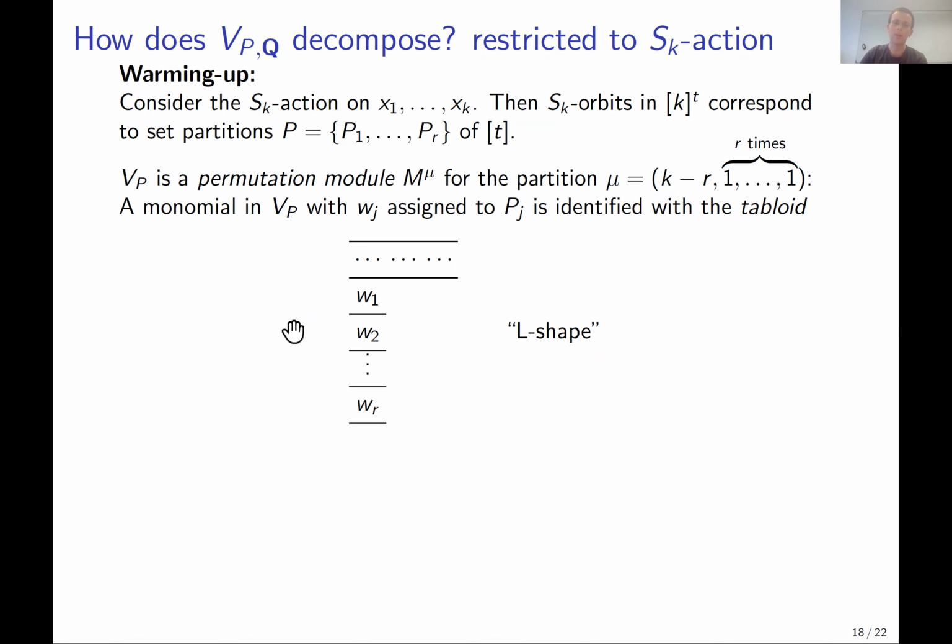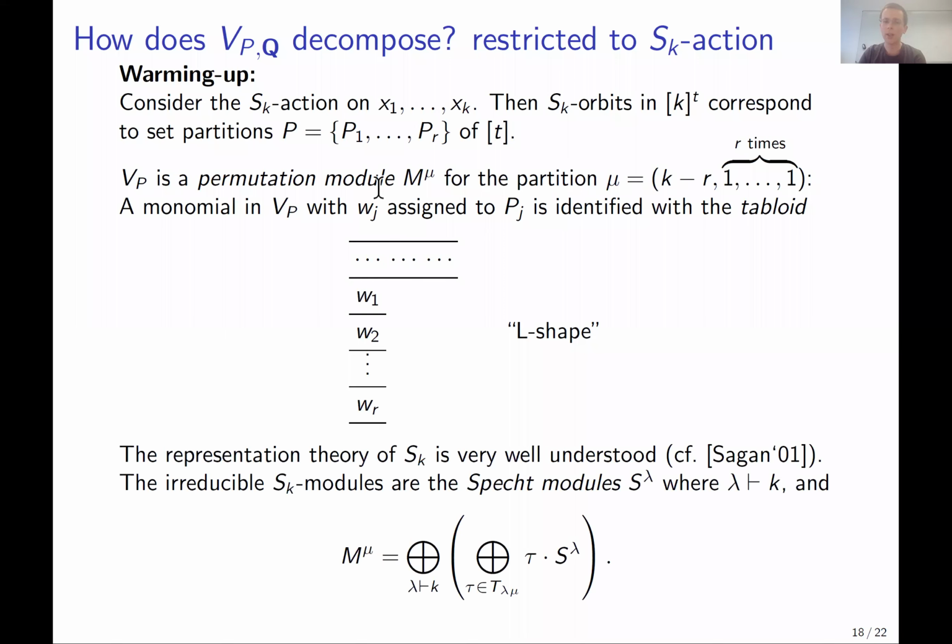So this is just to give you a flavor of how we decompose these vector spaces. If you don't know representation theory that well, it's okay. I'll show you just numerical results later on. But I just want to give a flavor of how we do things. So you should first show that this vector space is equal to this permutation module. And basically what you do is you look at the assignment to the jth set in this set partition and put that on the jth row of this tabloid. And this would give you the isomorphism between V_P and this permutation module.